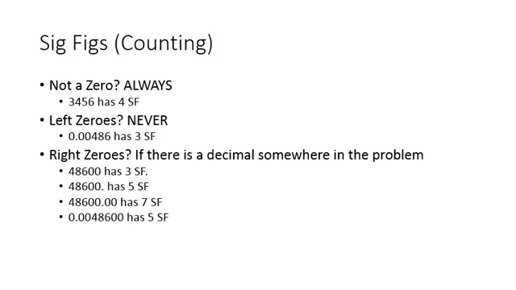Right zeros are a little bit more confusing, but not really. Right zeros count if there is a decimal somewhere in the problem. This will save you a lot of careless mistakes. This isn't anywhere in your lesson; this is just how to use a calculator. This one has no decimals, so the right zeros don't count. So this has 3 significant figures. If we look at this one down here, there's a decimal there.